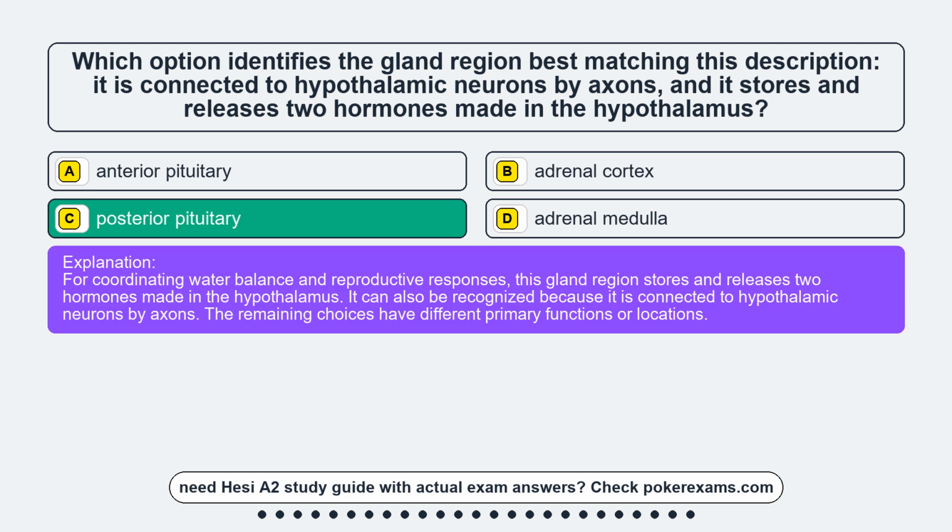For coordinating water balance and reproductive responses, this gland region stores and releases two hormones made in the hypothalamus. It can also be recognized because it is connected to hypothalamic neurons by axons. The remaining choices have different primary functions or locations.